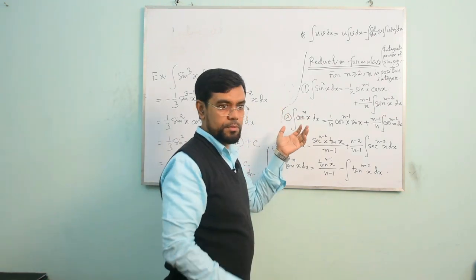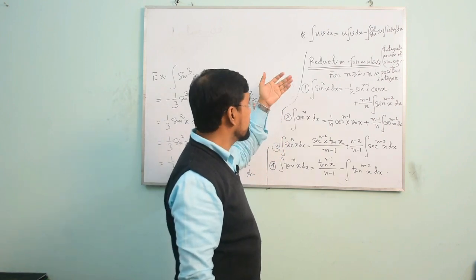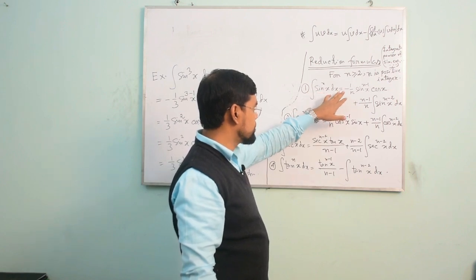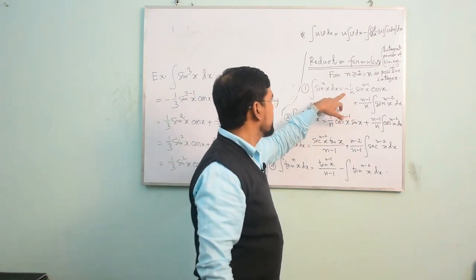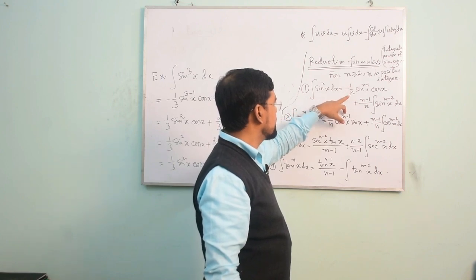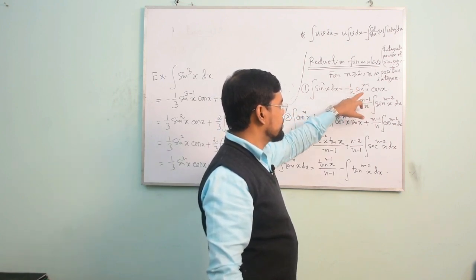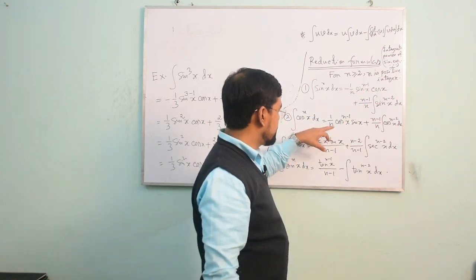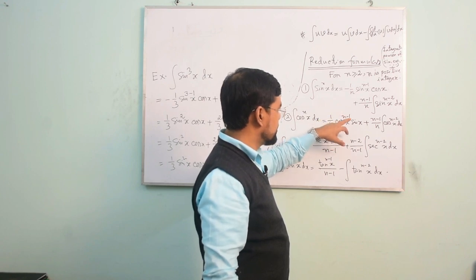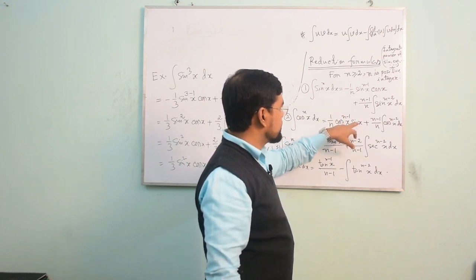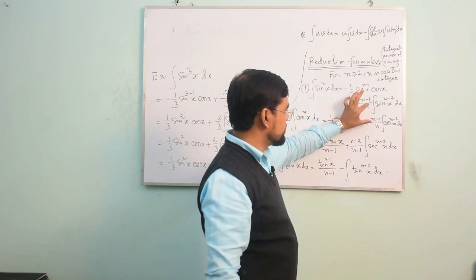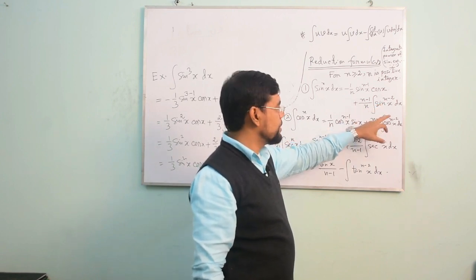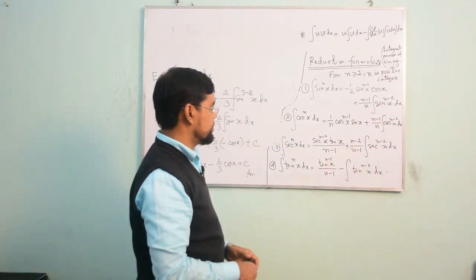Sometimes you need to remember this formula, so there is a technique to memorize it. For sin x you start with a negative sign, and it equals 1 by n, the power reduces by 1, sin to the power n minus 1 of x cos x. In case of cos, it is 1 by n cos to the power n minus 1 of x sin x. The second term is the same, n minus 1 divided by n, and the power of sine reduces by 2, and here also the power of cos reduces by 2.